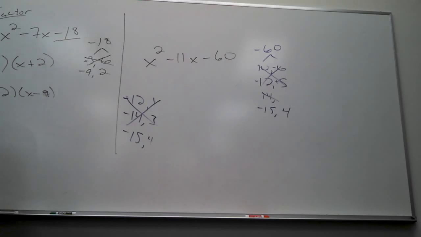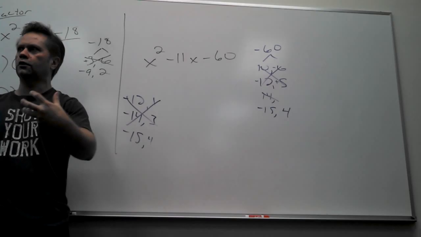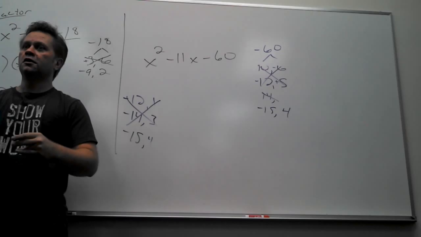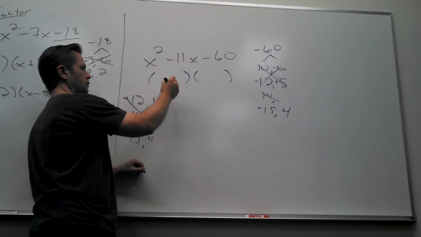And I'll do an even grosser one here in a minute to try to win some of you over. I think it's always taught that you start with the factors and then you check to see what adds. Well, why not start with what makes negative 11 and check to see what makes negative 60 when you multiply? It's easier to come up with a list of things that add to be something than it is to come up with a list of things that multiply to be something. But either way you do it, of course, the answer is x minus 15, x plus 4.